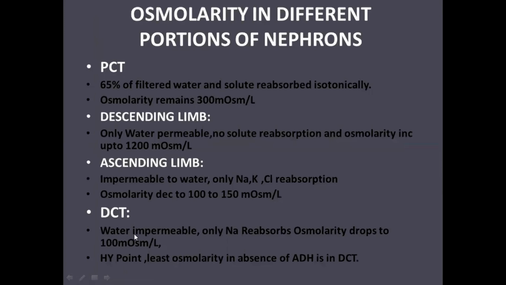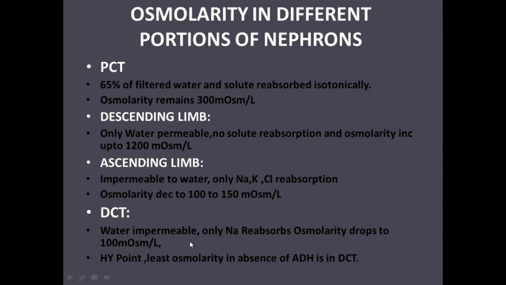Again, the distal convoluted tubule is impermeable to water, and only sodium is reabsorbed, and your osmolarity drops from 150 to 100, because in the distal convoluted tubule more solute is reabsorbed and lost from the lumen. The lumen keeps losing solute, however, water has a fixed amount. So that's why osmolarity is going to decrease.